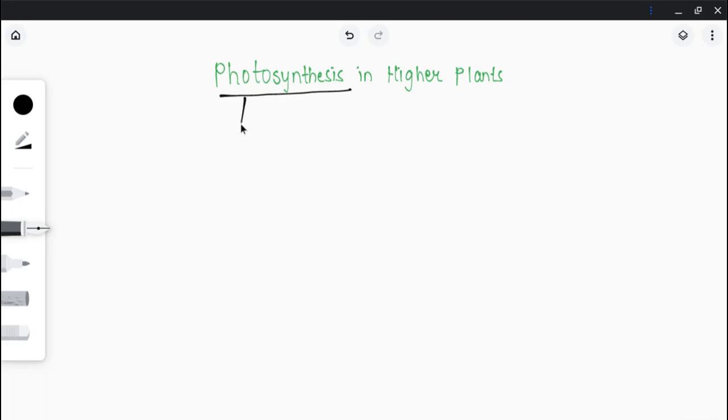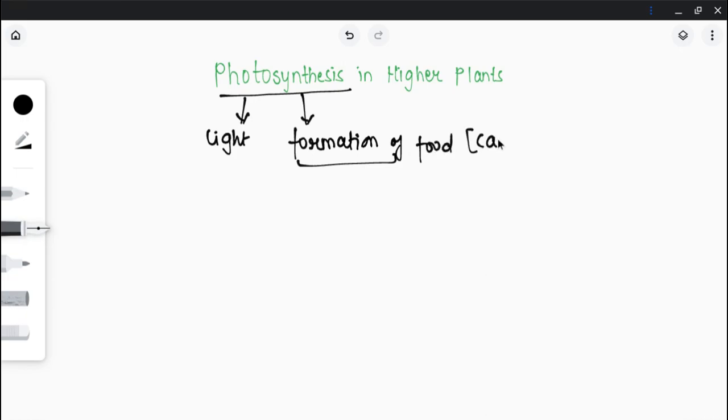Photosynthesis. Let us break down this word. Photo means light and synthesis means formation. So the formation of food. Which food? Carbohydrate, usually glucose. Formation of food, that is carbohydrate, by plants in the presence of light will be termed as photosynthesis. And here it is written, in higher plants.